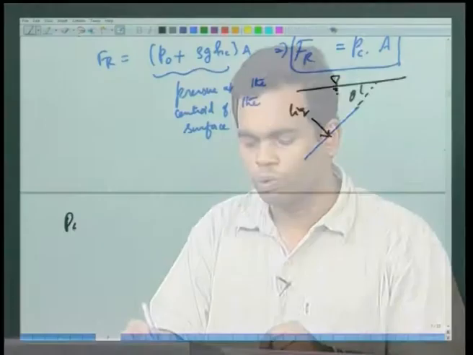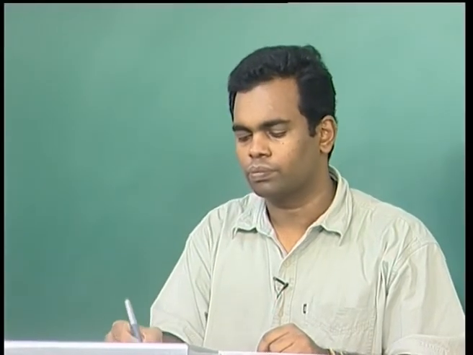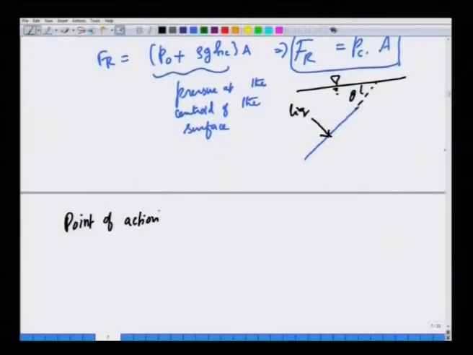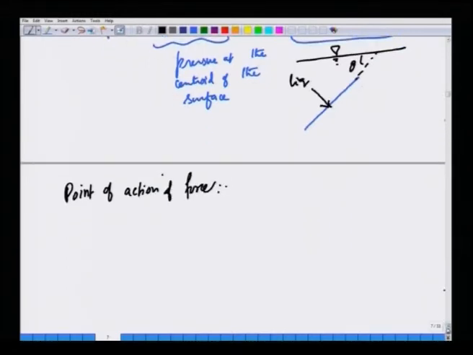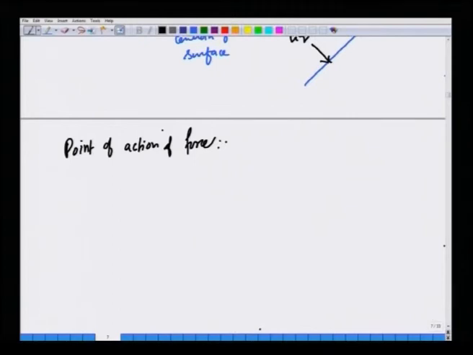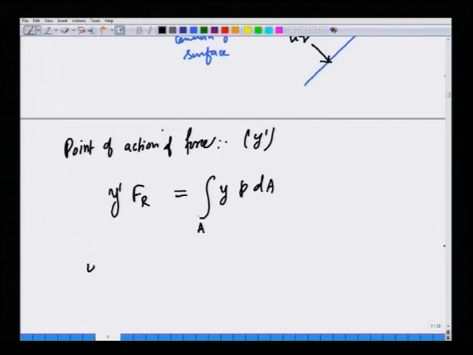What is the point of action of the force? Well, in order to find the point of action, we simply take the moment. Let us call that point of action y prime. So, y prime, the moment of the force about the point of action, must be equal to the distributed moment, y times p times dA, over the entire area. So, y times F r is nothing but y is rho g sin theta.